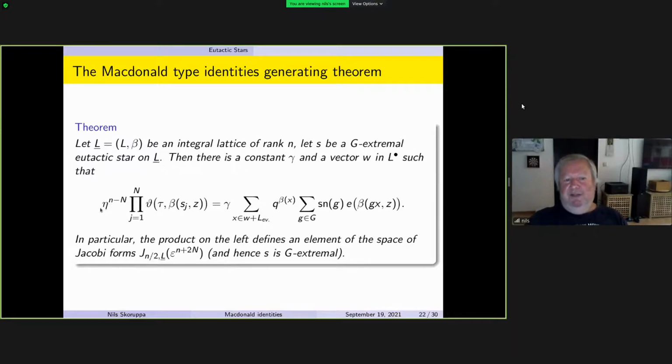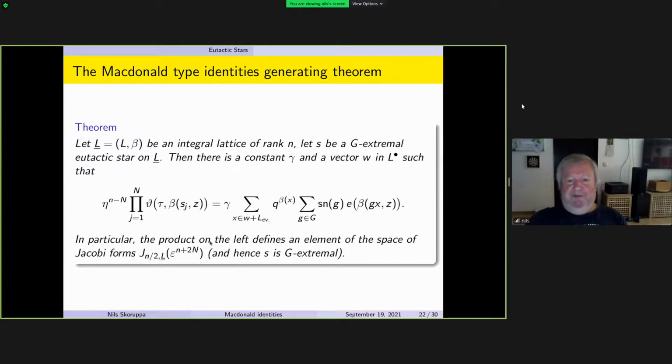Then we divide by eta to the little n, the rank of the lattice, and the capital N, the number of elements in the eutactic star, or the dimension of the Z to the N in which we embed. So we have this product divided by this eta power, which is a Jacobi form, and this is equal, up to a constant, to this expression that we have here. The left-hand side is a Jacobi form, so the right-hand side must also be a Jacobi form, and the right-hand side is holomorphic at infinity, obviously, when you look at this. So we are allowed to divide out by this power of eta. So indeed, we have here a G extremal eutactic star.